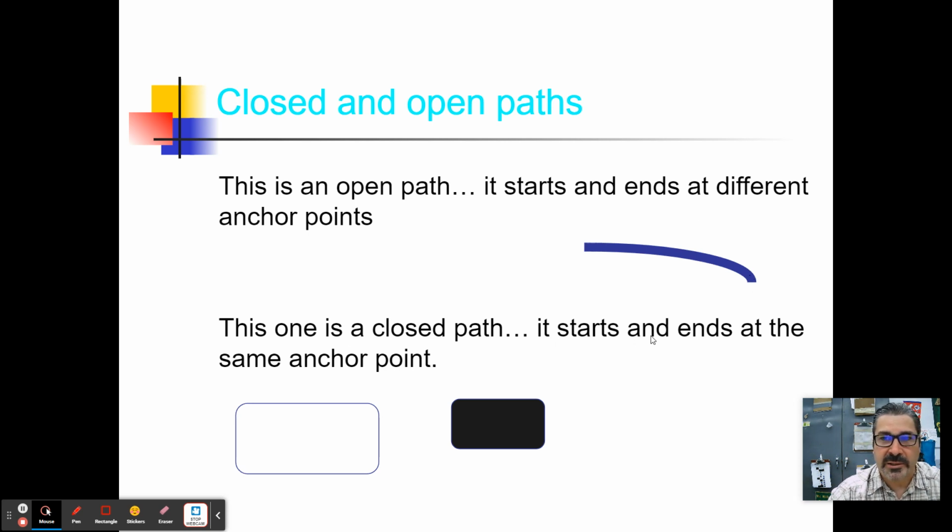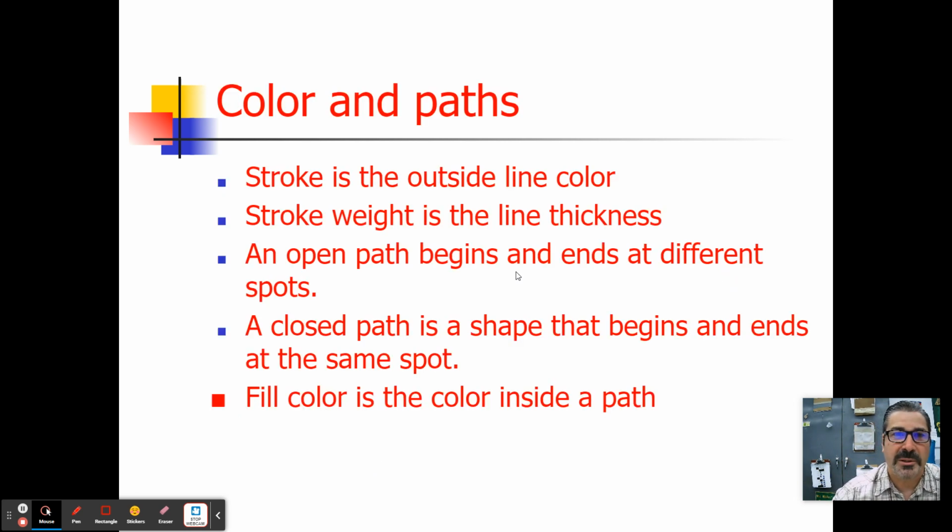So this is a closed path. It starts and ends at the same anchor point. So put a little X right there saying, look, it starts there and ends there. So it's closed. If you were to try to fill this with water, the water wouldn't get out. On this one, if you were to try to fill it with water, the water would spill all out, right? It opens and closes at the same time.